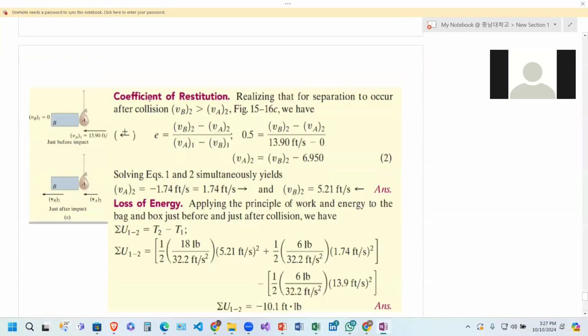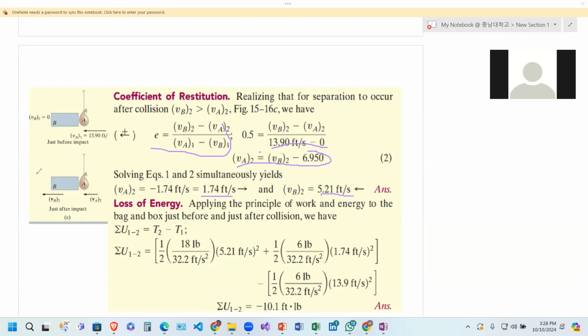So this is now the dry coefficient of restitution, realizing that the separation occurs. So this is what I've been explaining. This is what I just wrote up there. And then we are going to relate. And this is 0.5. We know e of this. Then this is what I've just seen. It's done. And then we have our VA 2 right here. We have two equations. We can solve them simultaneously. And then we are going to realize that our VA is going to be 1.74 feet per second, and our VB is going to be 5.21 feet per second.